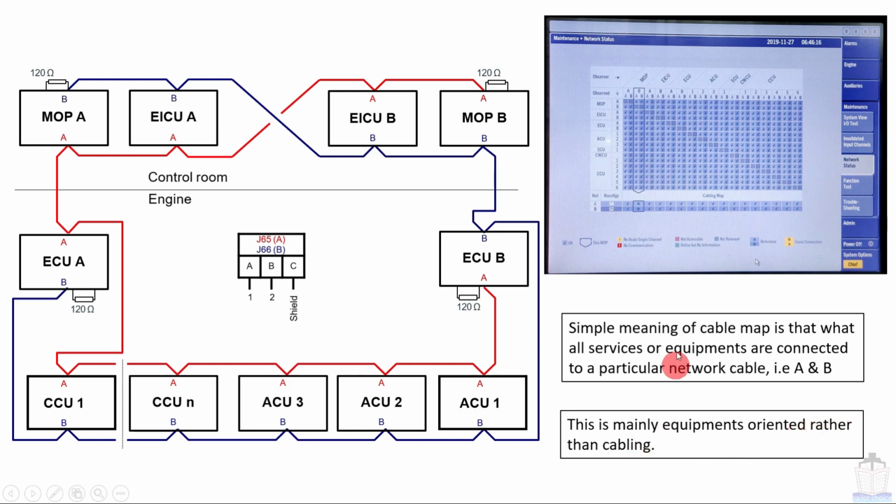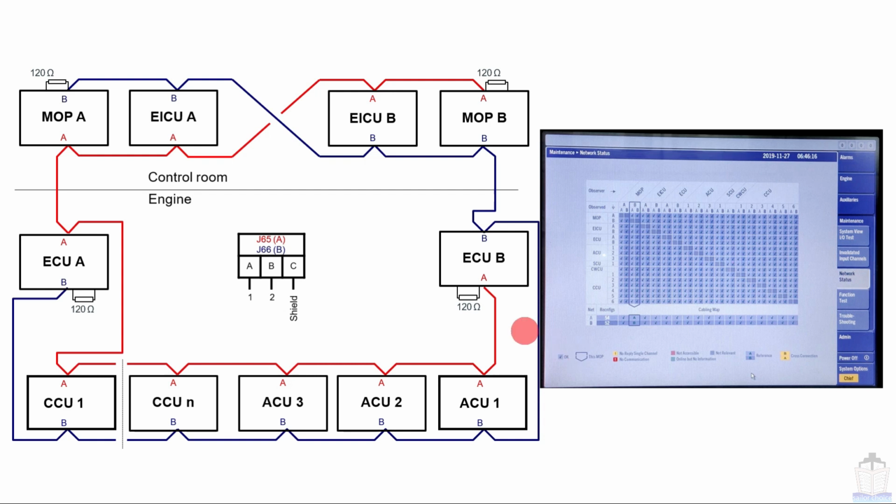That means it will tell you the status of equipment rather than the status of the network cable. This you can understand by the simple example. In this picture I am just showing you again that this is network cable A, in red line, and it is connected with various components like MOPB, EICUB, EICUA, etc.